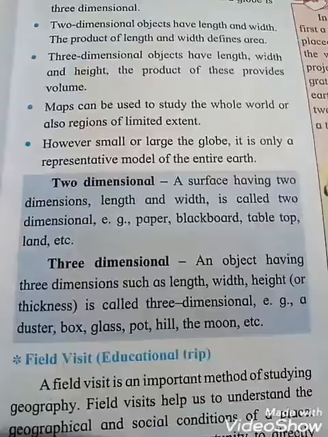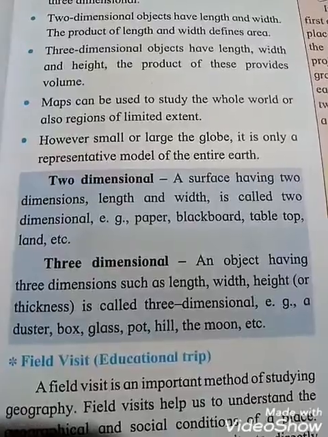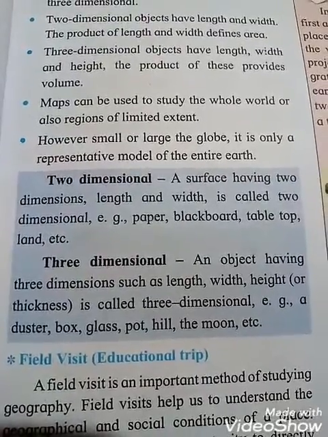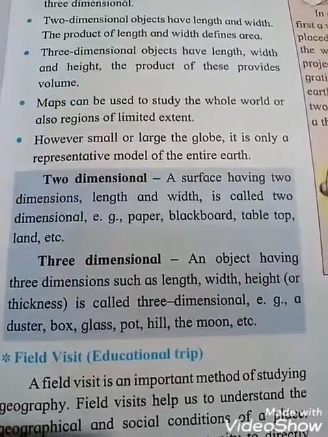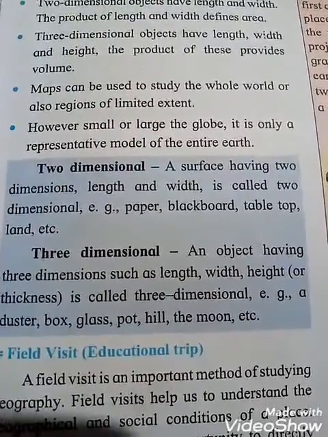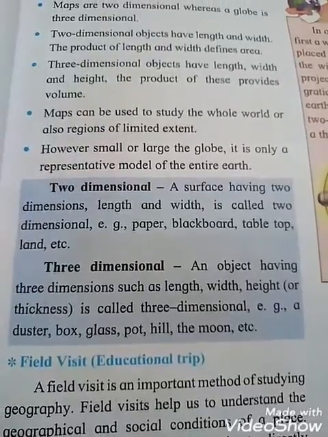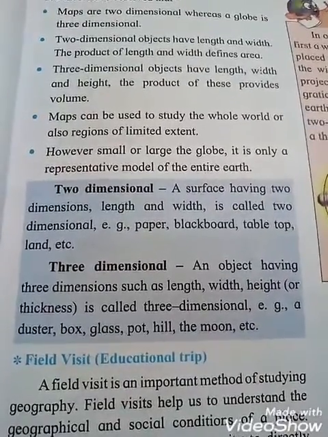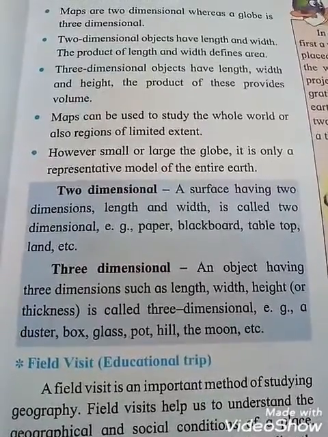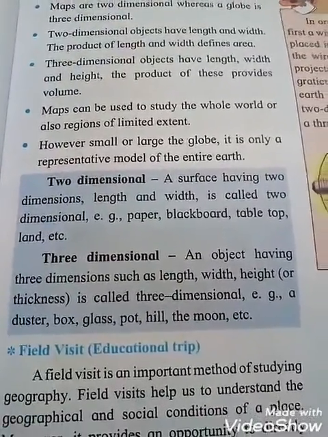That means if a question comes asking for the definition of three dimensional, your answer is: an object having three dimensions such as length, width, height or thickness is called three dimensional. Examples are given, students: a duster, box, glass, pot, hill, the moon, etc. That means in two dimensional, examples are paper, blackboard, tabletop, land, etc. And in three dimensional, examples are a duster, box, glass, pot, hill, the moon, etc.